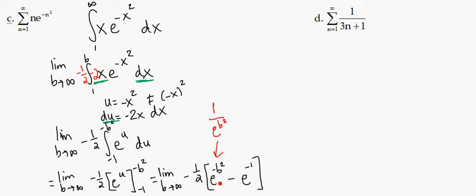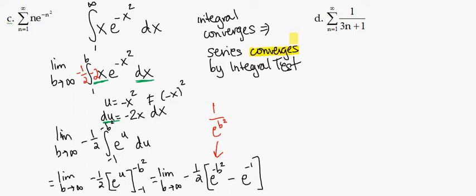So we have this -1/2 times 0 minus 1 over e. So this goes to an actual value, so this series converges. Or really what I should say is the integral converges. And since the integral converges, that tells us that our series converges by the integral test.